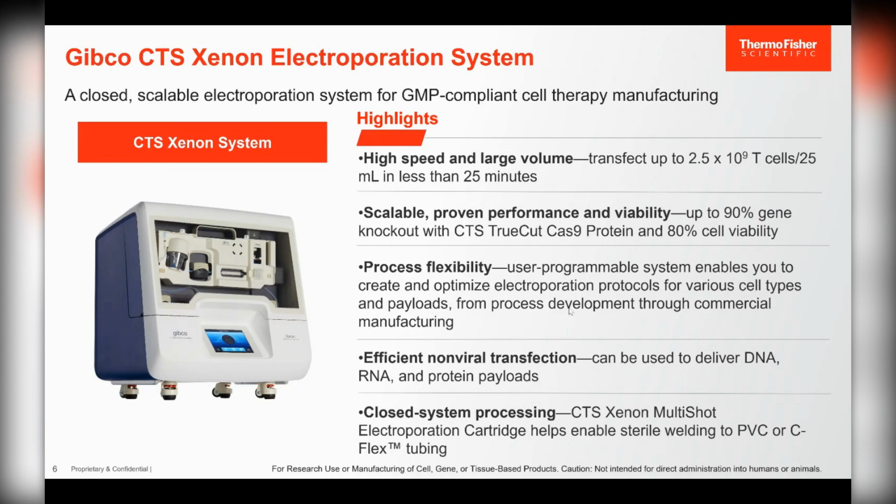This means enabling closed-system processing and GMP-manufactured consumables with extensive testing aligned with regulatory compliance. This is an open platform that allows customized electroporation settings, with voltage from 500 to 2500 volts and different pulse widths and pulse numbers. The system is efficient with non-viral transfection and can deliver different payloads including RNA, DNA, and protein.